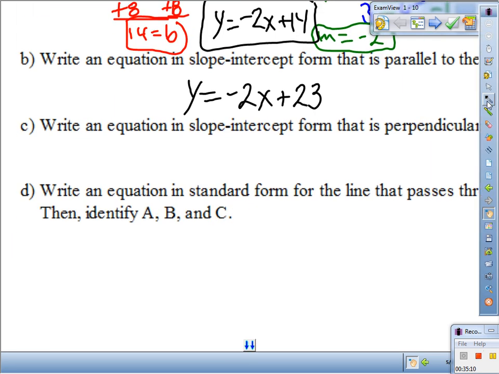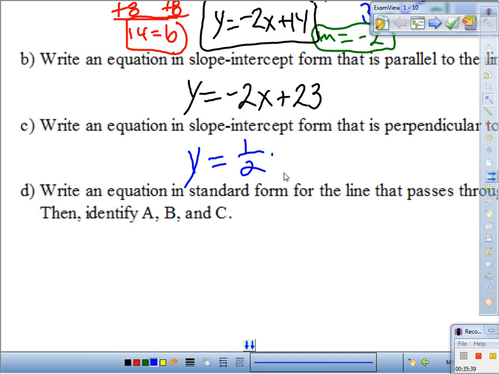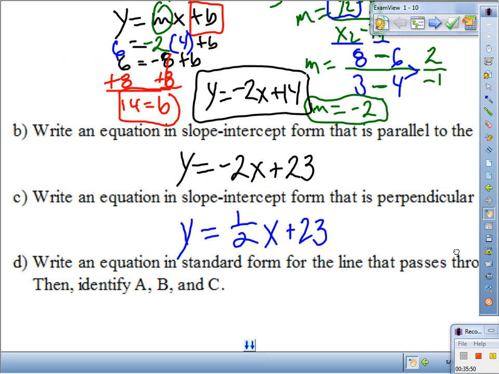Okay. Let's go to a perpendicular line. Perpendicular. Give me your perpendicular line, David. David, perpendicular line. Jason. 1/2 x plus 23. Hands if you agree with that. That is correct.